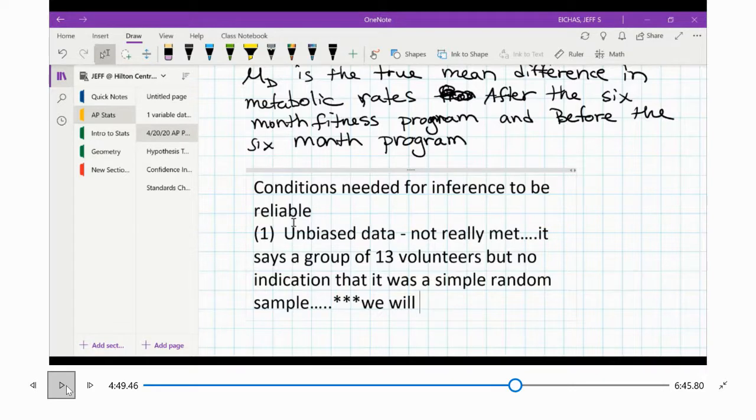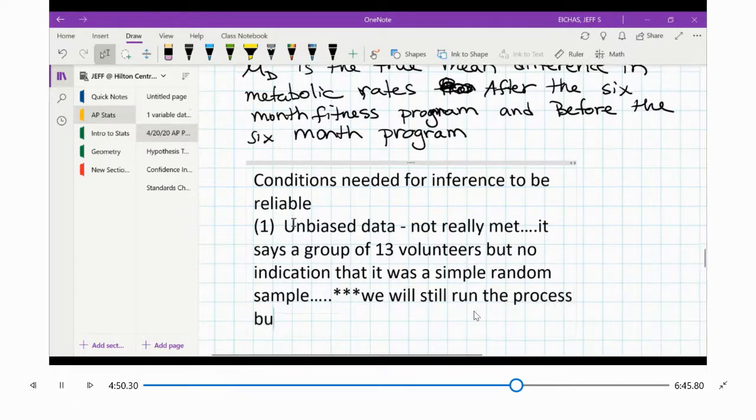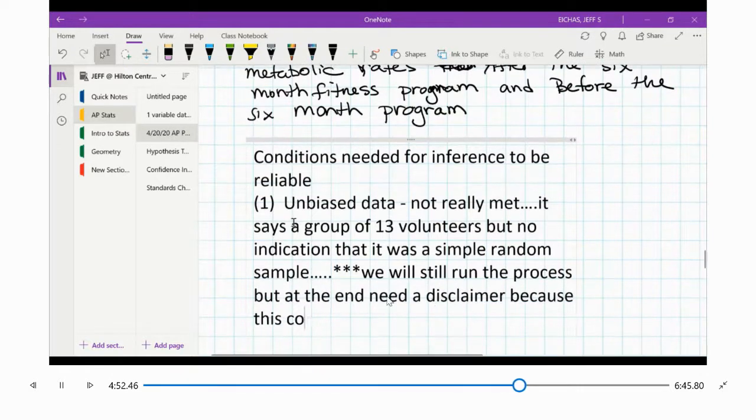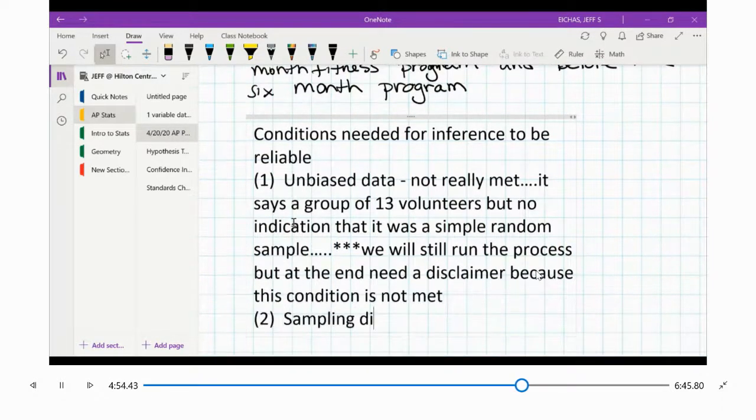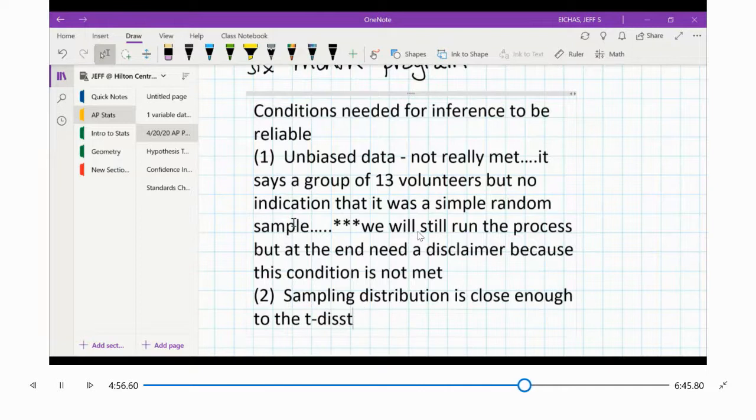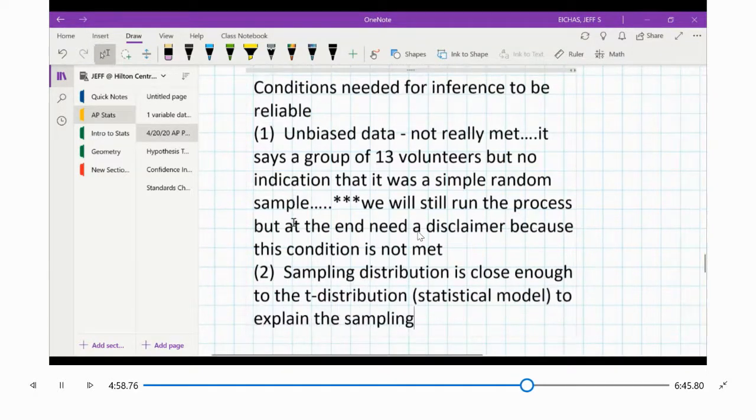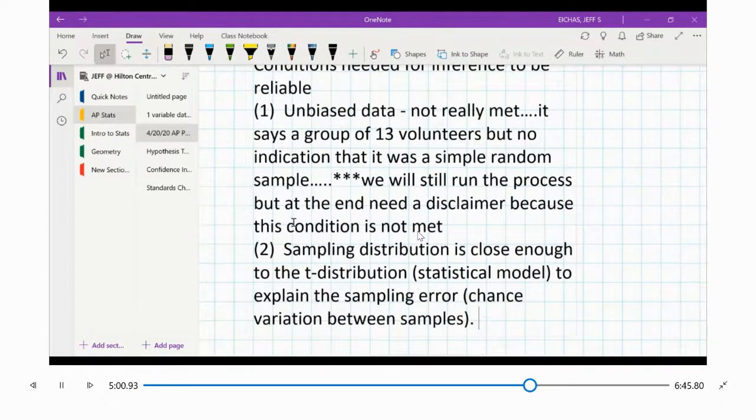Or, hey, if these folks are all people that never worked out before, well, of course, no matter what program you're going to put them in for 6 months, it's going to increase their metabolic rates. So we really do need a simple random sample of people if we're going to measure how this program is. It really wasn't met. So when this happens, we still run the process so you can answer the question and just put a disclaimer at the end, which acknowledges that the condition wasn't met.